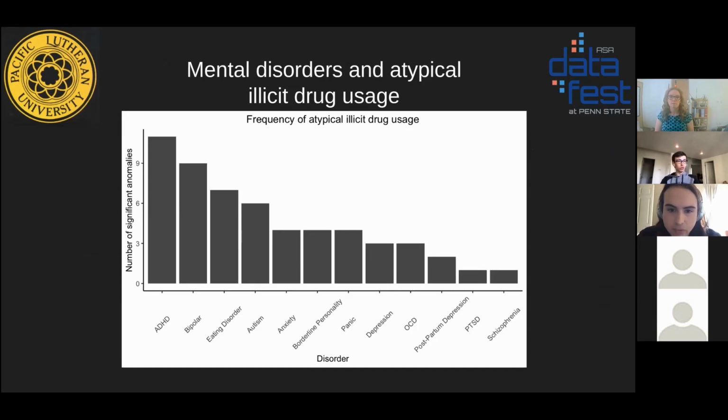In this chart, we have the number of significant anomalies correlating with the disorders. We can see that ADHD in the study used about 12 different drugs atypically from the population, whereas PTSD and schizophrenia used roughly 1.